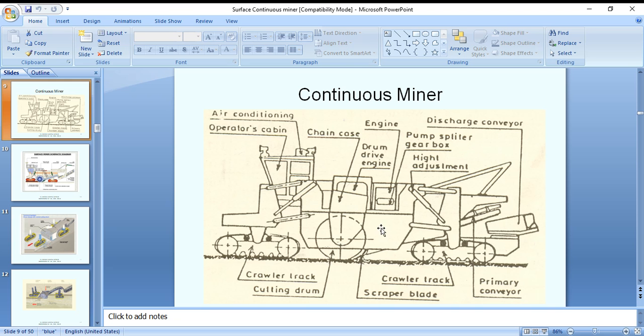It will be entering this one and come outside this one, so the bridge conveyor. So this is the primary conveyor system. This is the moving of the front movement. So this is the bottom parts. And coming to the operator cabin, the front end.